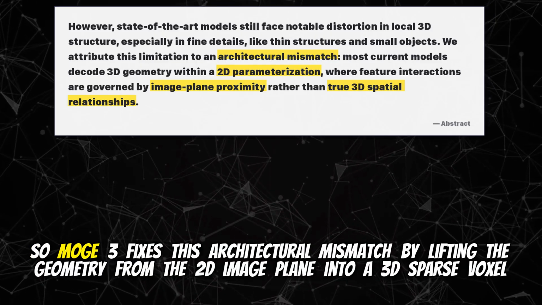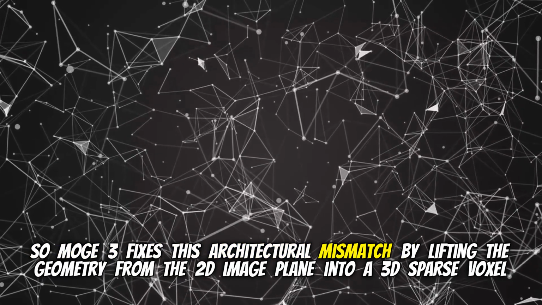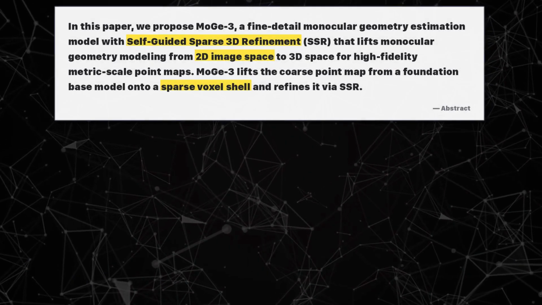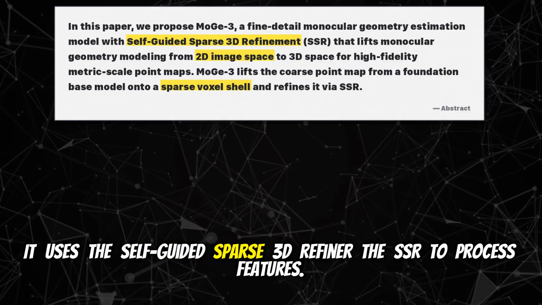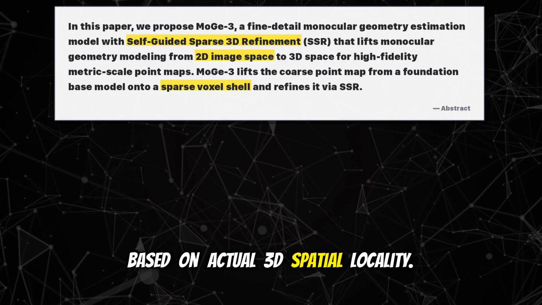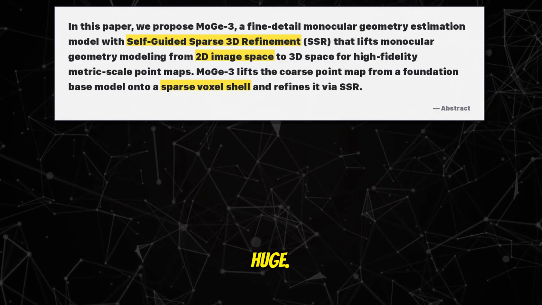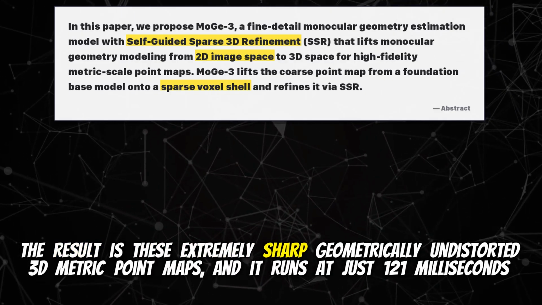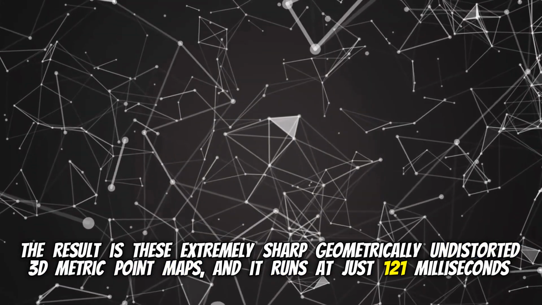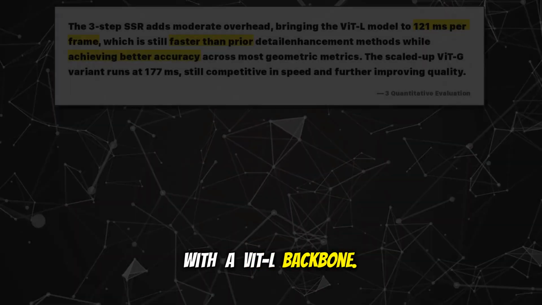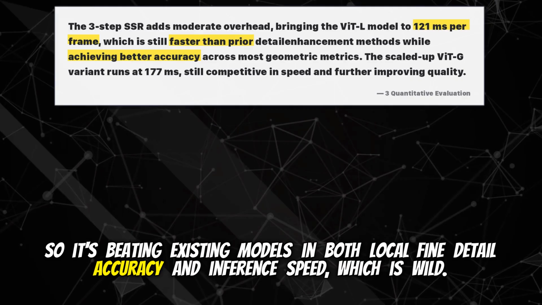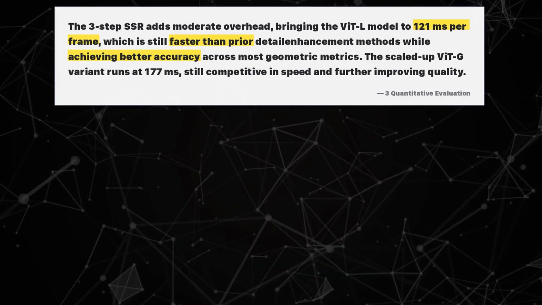So MoGe-3 fixes this architectural mismatch by lifting the geometry from the 2D image plane into a 3D sparse voxel shell. It uses the self-guided sparse 3D refiner, the SSR, to process features based on actual 3D spatial locality. Which makes a massive difference. Huge. The result is these extremely sharp, geometrically undistorted 3D metric point maps, and it runs at just 121 milliseconds with a ViT-L backbone. So it's beating existing models in both local fine detail accuracy and inference speed, which is wild. Yeah, it really is.